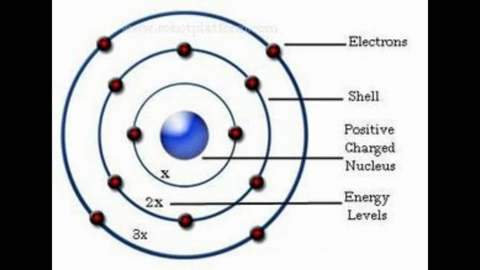This model shows the first three shells, represented by X, 2X, and 3X. Each held a different amount of electrons. The first would hold the least, and as they go on, they could hold more. So in this model, 3X would hold the most. The different amount of electrons in the shell are referred to as energy levels.